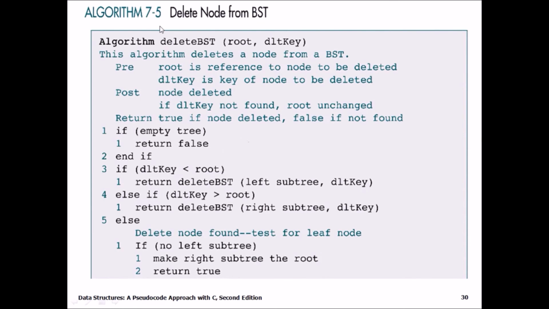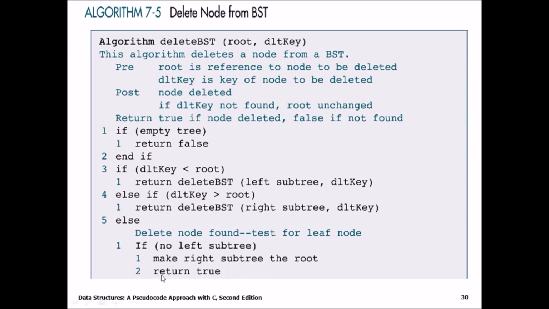If the key is less than the root, we go to the left subtree and delete the key there, and if it is greater than the root, then we delete it from the right subtree. So if the node to delete is found, test for a leaf node. And if there is no left subtree, make the right subtree the root and return true.